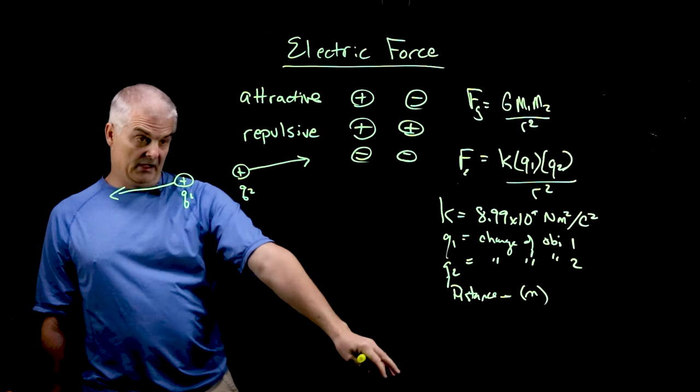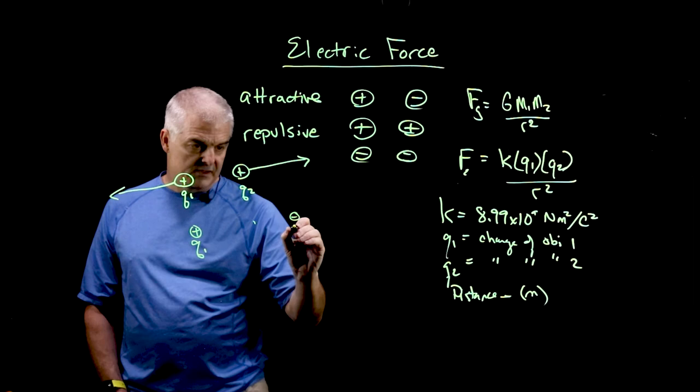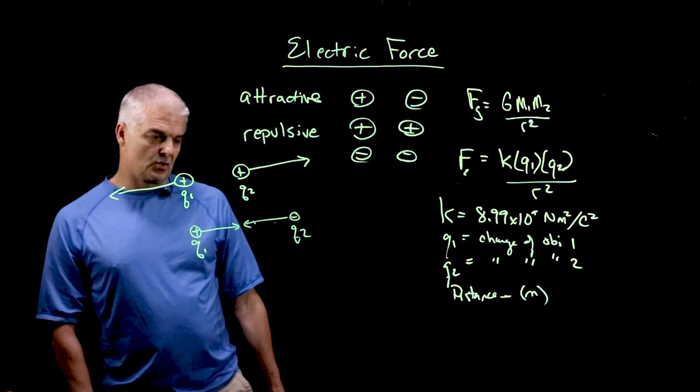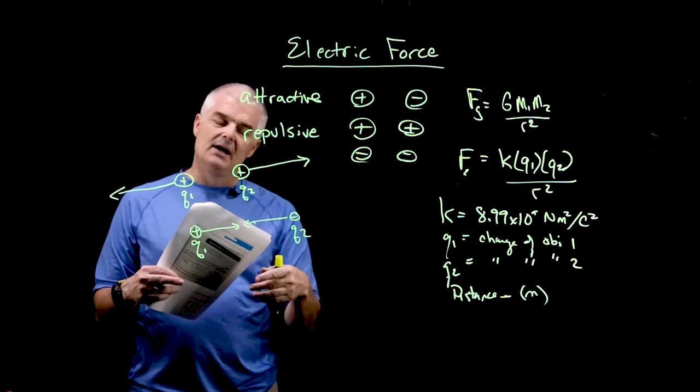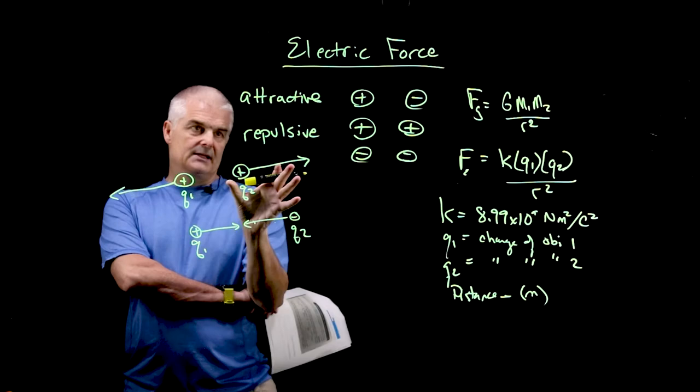If I've got Q1 positive and Q2 negative, you're going to have two forces that are attractive, and you draw them together as arrows. They're always directly toward each other. We aren't going to get into this too much, but they are vectors, and vectors can add if they're at different angles. If we have a third charge, we're not going to get too crazy about those, but we'll get the idea. It's very simple to draw these structures. This is how you sketch them.